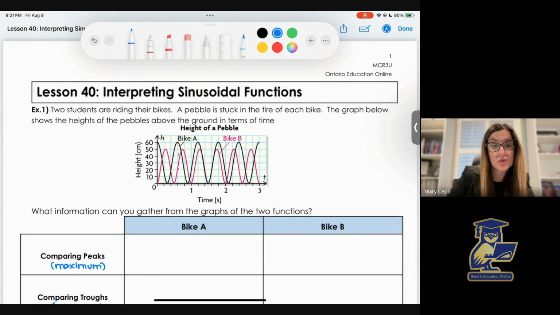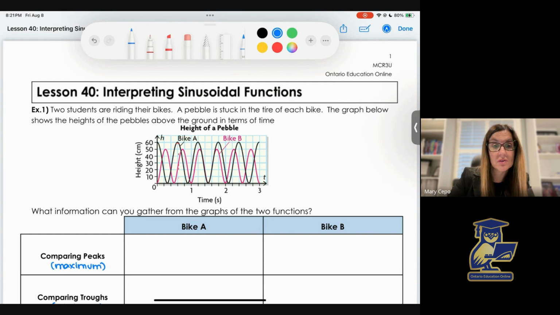Two students are riding their bikes. A pebble is stuck in the tire of each bike. The graph below shows the heights of the pebbles above the ground in terms of time. We have height in centimeters, represented by the variable h, and time in seconds, represented by t. We have two bikes, bike A and bike B. Bike A is in black and bike B is in pink.